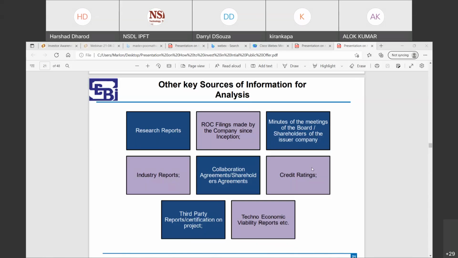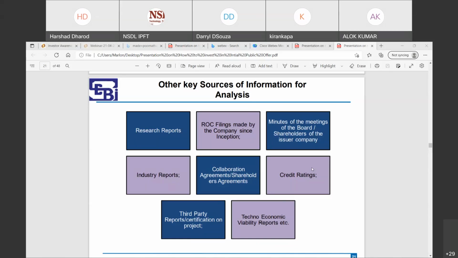Then minutes of the meetings and the shareholders of the issuer are what you need to analyze. Then the industry report, which I was referring to, is basically how the industry is performing and how this company is performing. Because there are various companies and various different models for different companies. So you have to refer to that industry report, which is already there in the offer document. You just go through that report, wherein they compare themselves with the other peers, so that you will have a fair idea.